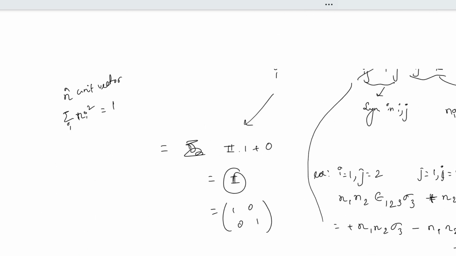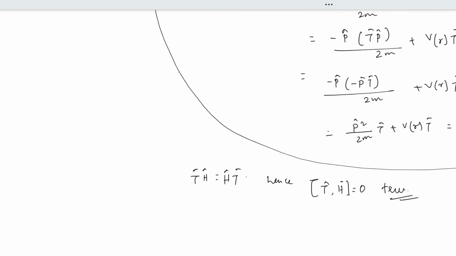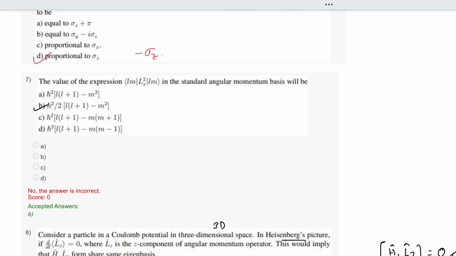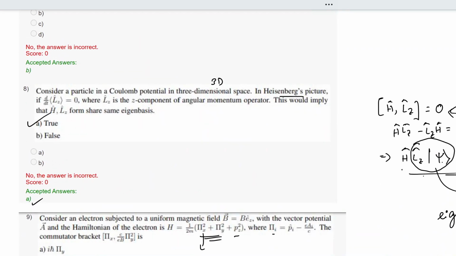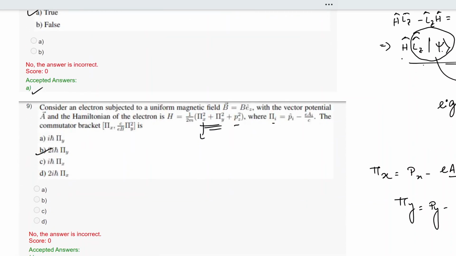So let us go back and match our answer. So this is 2iħ πy. This is option number B. So we have correctly obtained that. Okay, so just using the commutator bracket relation and the basic formalisms of commutator brackets, you are obtaining this. Now the last question is: the Hamiltonian of a spin 3 by 2 particle is given.